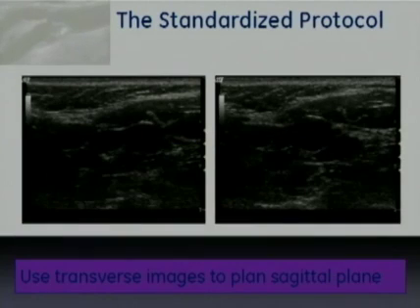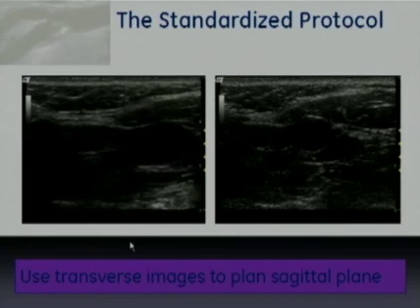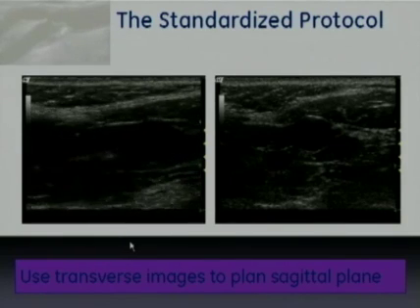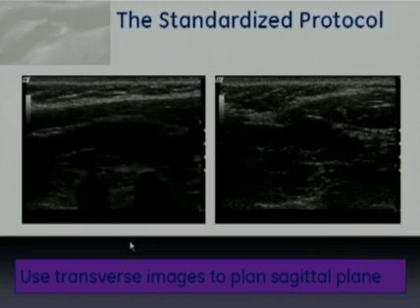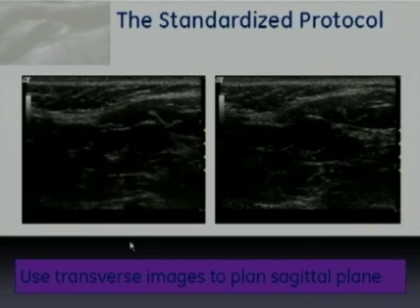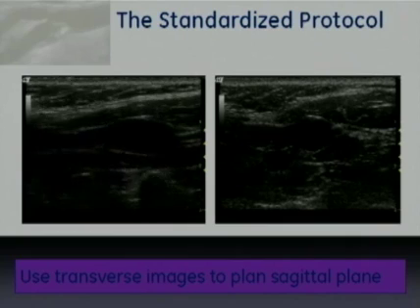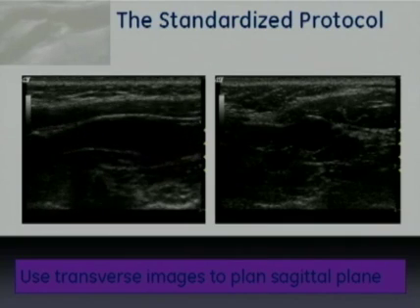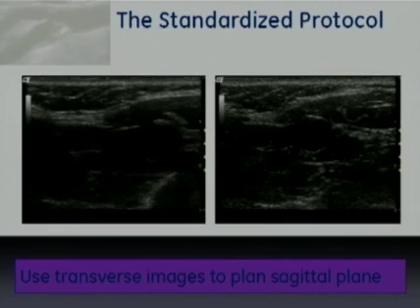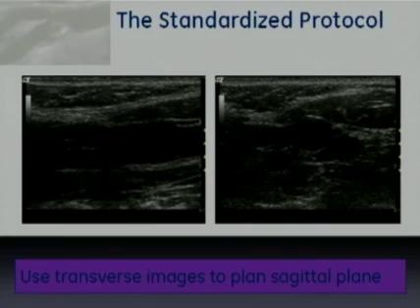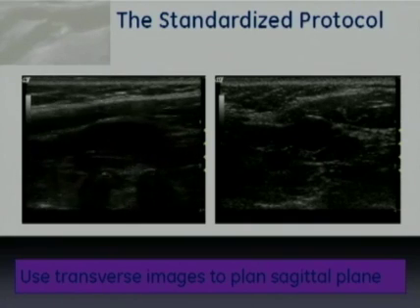Now, as I mentioned, the transverse views can be used to help plan the sagittal plane. Take a look at this cine clip on the left-hand side. What you may have noticed when I started is that in the transverse orientation here, the vessels were diagonal to each other. And when you see a bifurcation that looks like that and you turn sagittal, you'll see the individual vessels, ECA and ICA, one at a time.